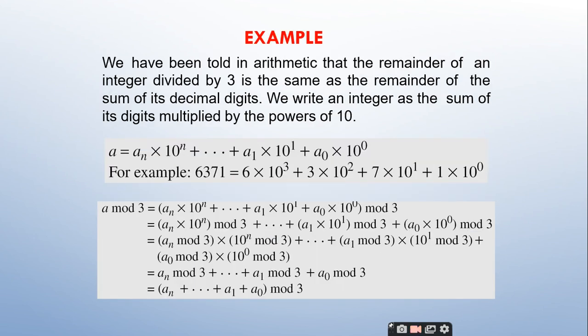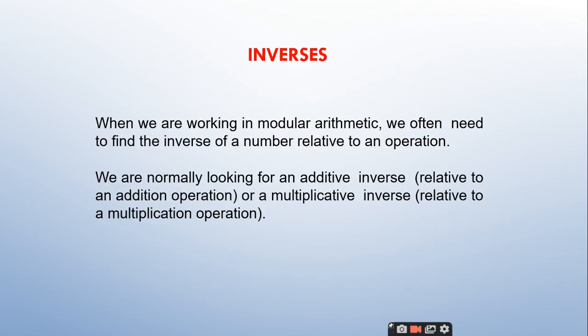So these are the various properties we have. And coming to the inverses, this plays a very important role in cryptography, right? So we have two types of inverses. One is the additive inverse and the second one is the multiplicative inverse. The additive inverse is defined with respect to the addition operation, and the multiplicative inverse is defined with respect to the multiplication operation, right? Both of them are important.